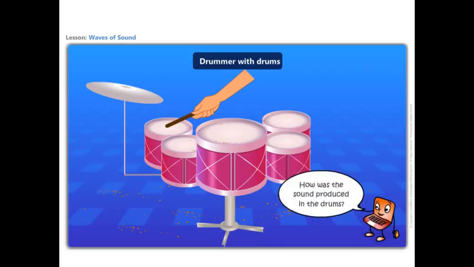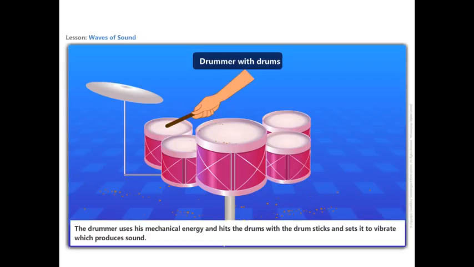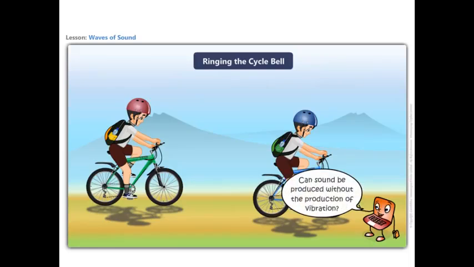How was the sound produced in the drums? The drummer uses his mechanical energy and hits the drums with the drumsticks and sets them to vibrate, which produces sound. Can sound be produced without the production of vibration?